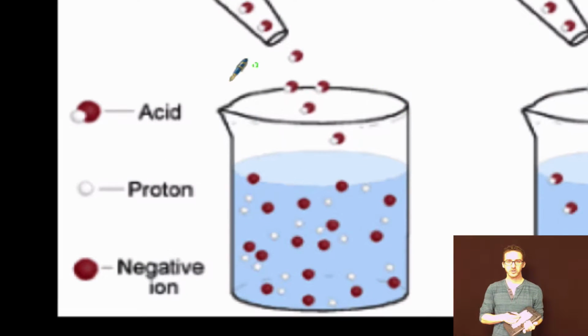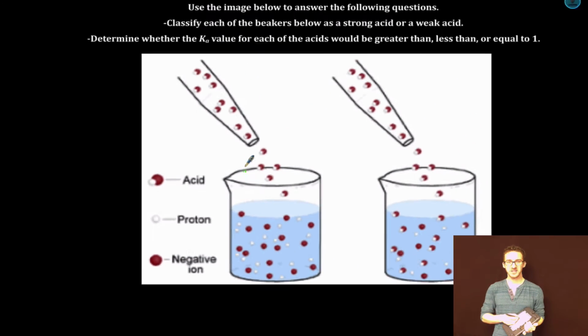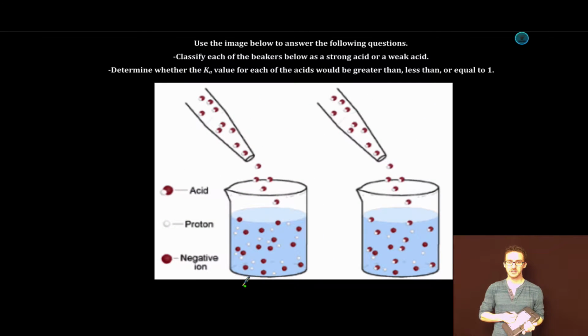Easy. As I take a look at the beaker on the left and think about the key that I'm provided, notice that when I place this acid in water, it completely ionizes. Each of the acid molecules separate out into a negative ion, its conjugate base, and a proton or hydrogen ion. Complete ionization in this entire beaker, which means I would classify this acid as strong.